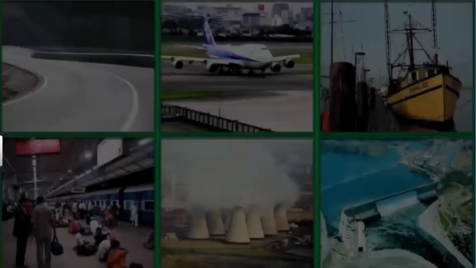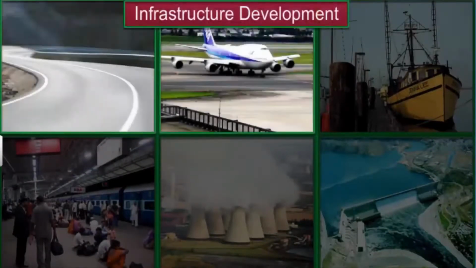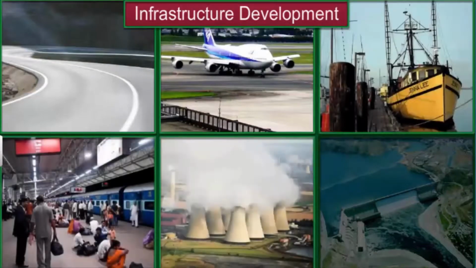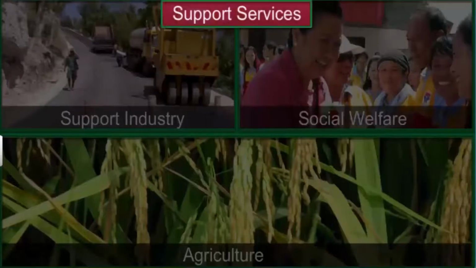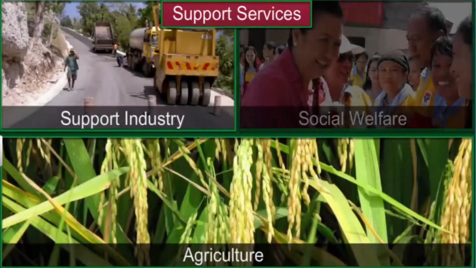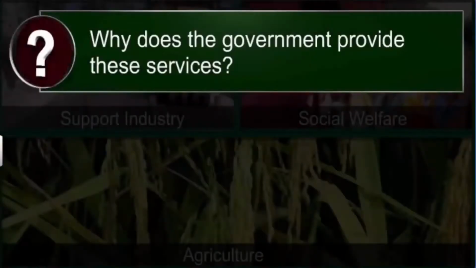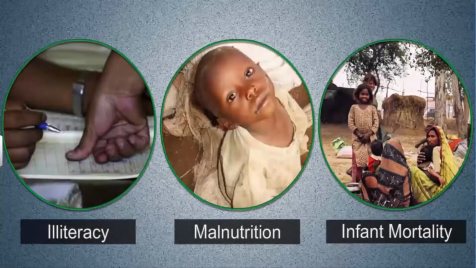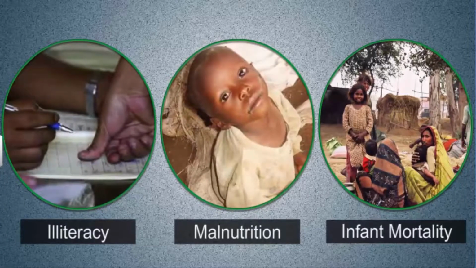expensive large-scale infrastructure development services like building roads, airports, harbors, railways, power plants and dams, and providing support services at less than their production cost to support industry, agriculture, and social welfare. However, why does the government provide all these services and not the private sector? Even after 60 years of independence, illiteracy, malnutrition, and high infant mortality are serious problems in India.